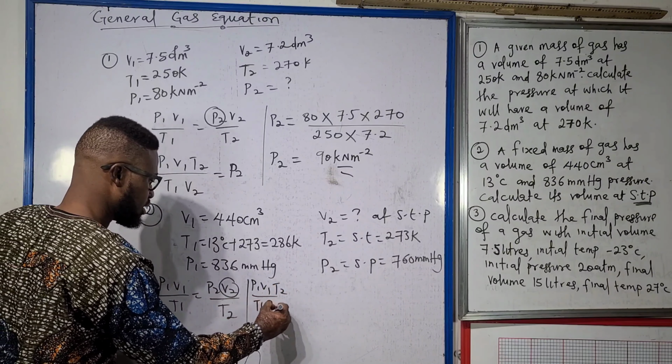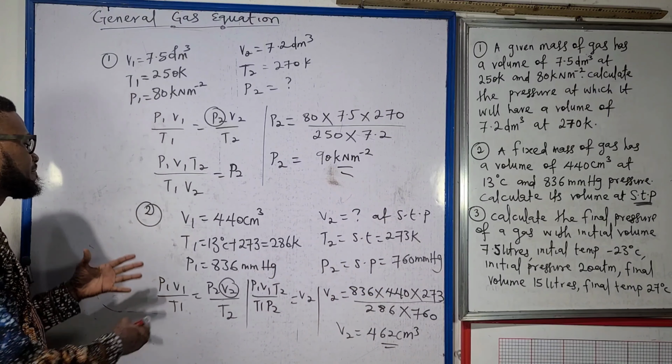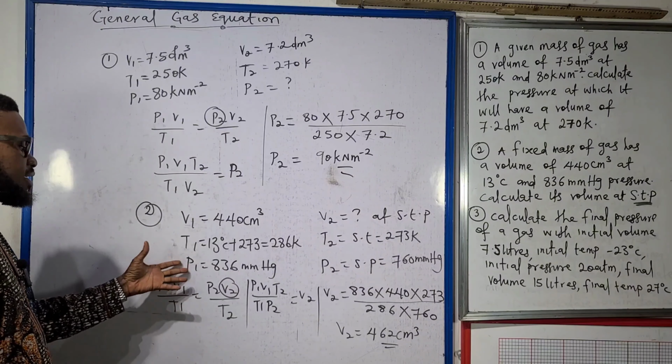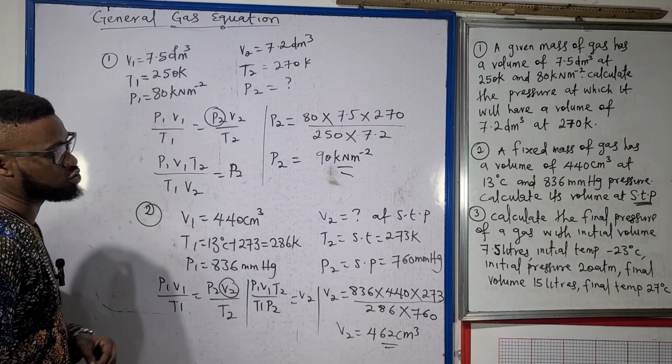That is the volume. But the important thing here is knowing that when you're told to calculate your volume at STP, your standard temperature is 273 Kelvin, and your standard pressure is 760 millimeter mercury, depending on the sort of pressure that you have for your P1. If this were in atmosphere, then you use a standard pressure in atmosphere, and that's 1 atmosphere. So that ends question 2.